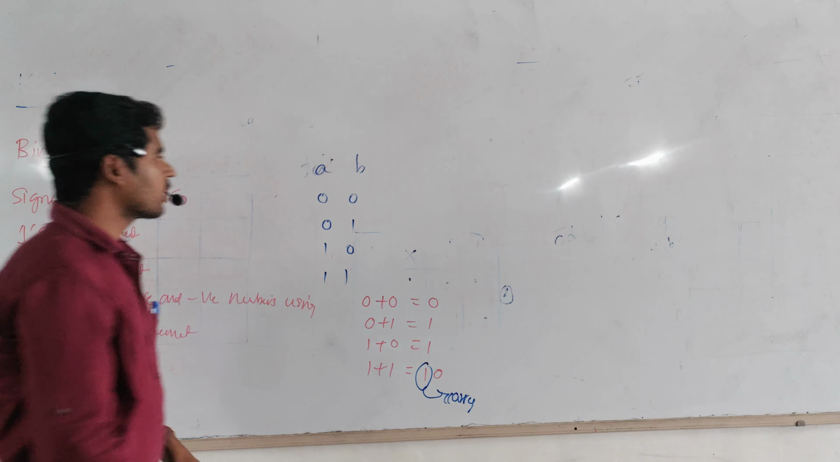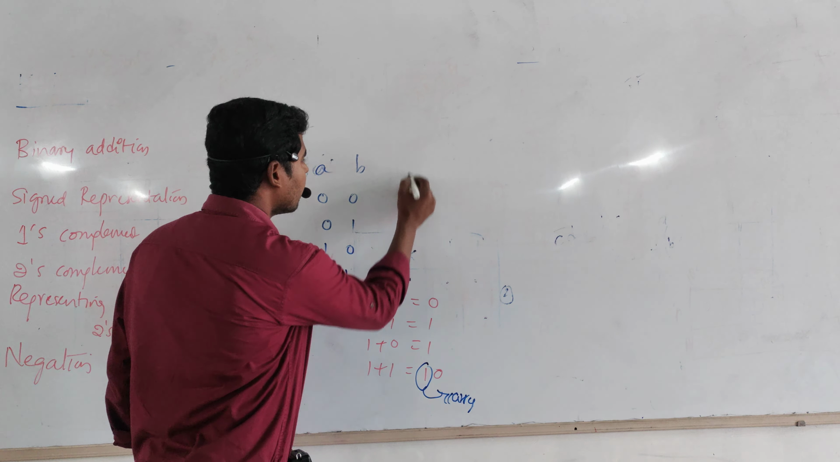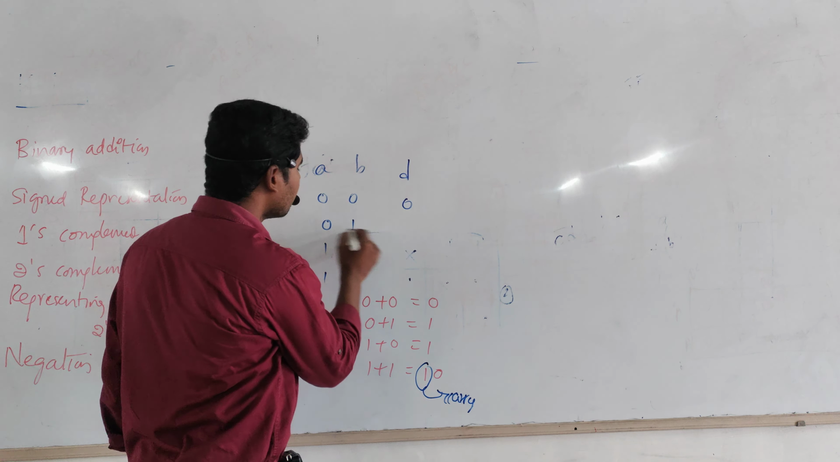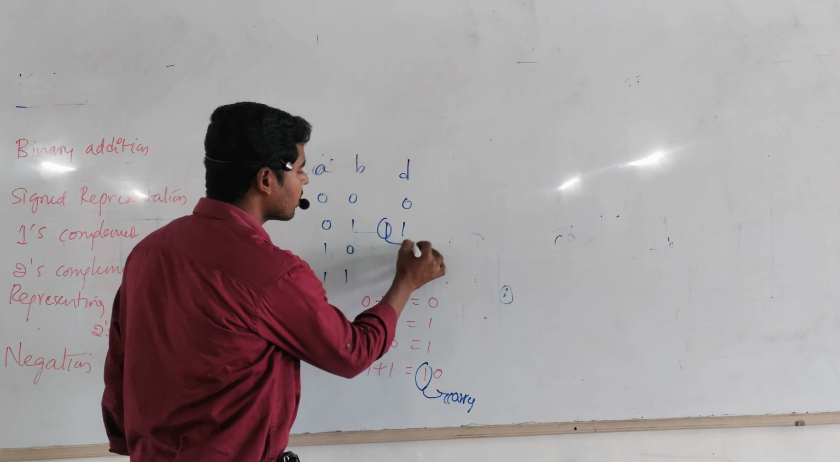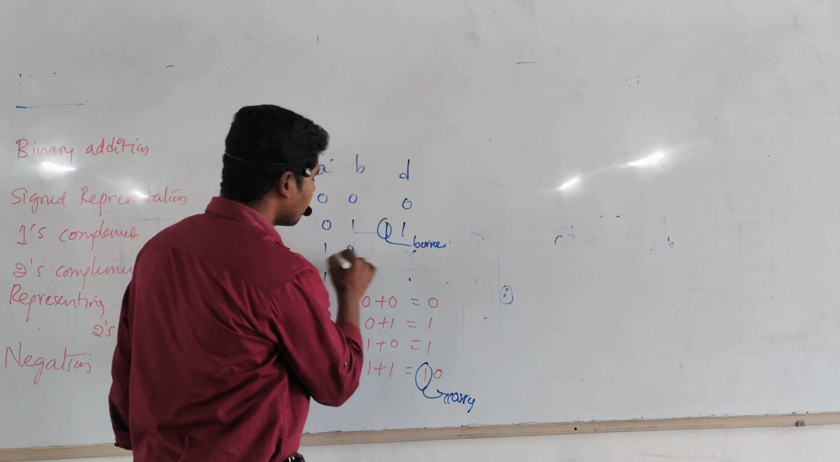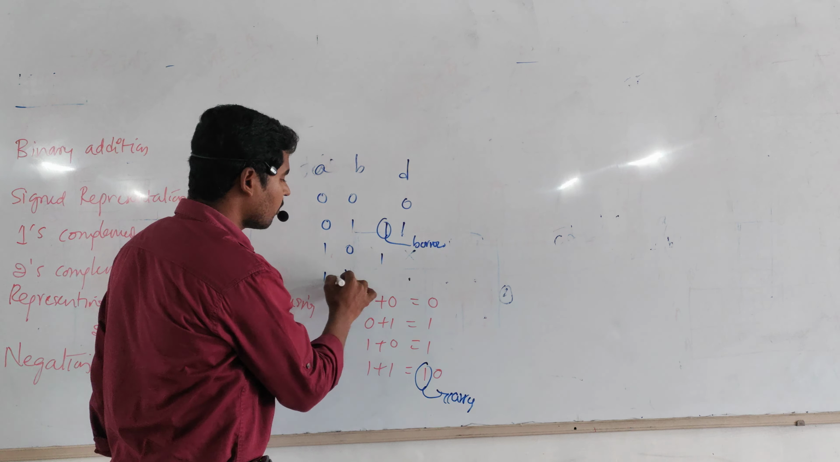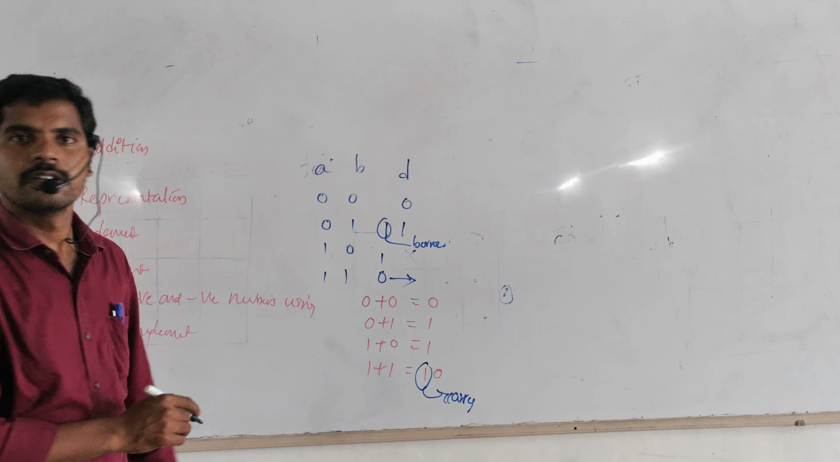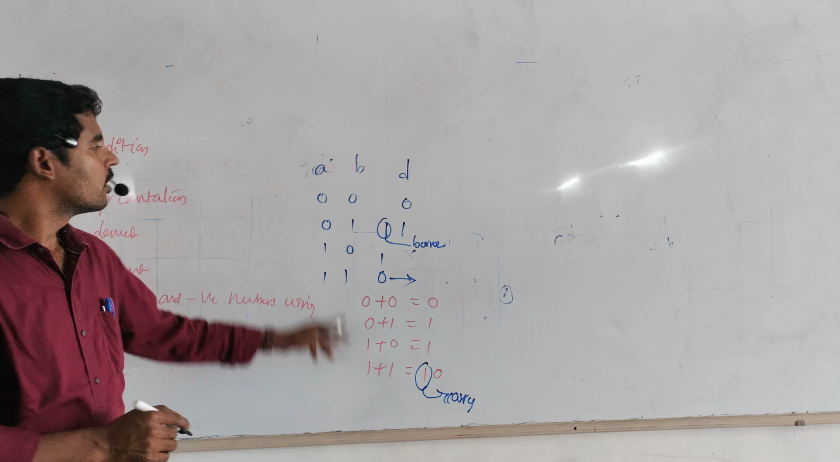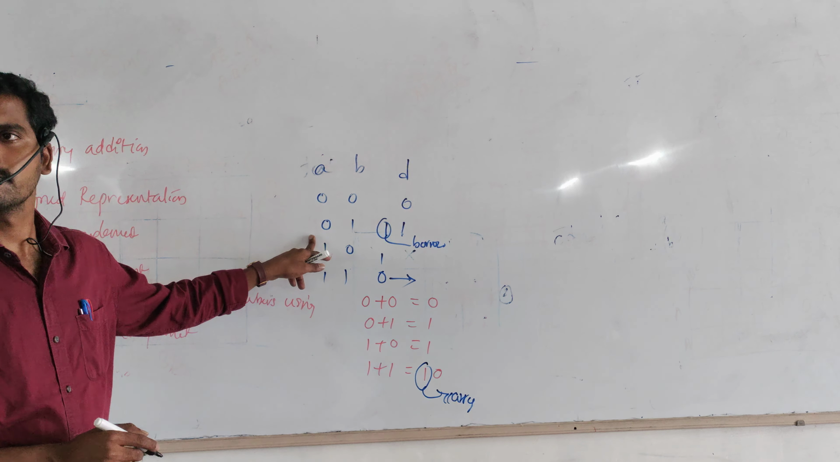If you want to subtract in the same scenario: 0 minus 0, difference is 0. 0 minus 1 means difference 1 with borrow. This is generally called a borrow. 1 minus 0, difference 1. 1 minus 1, difference 0, so no borrow will be generated. This is nothing but subtraction.